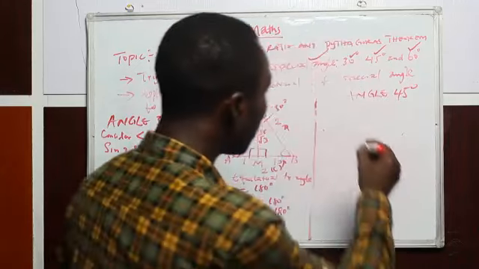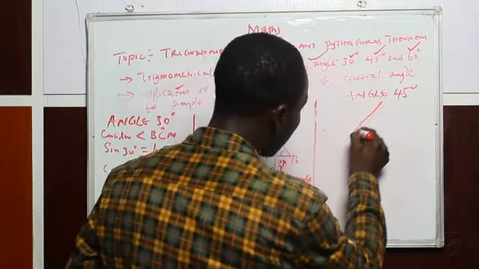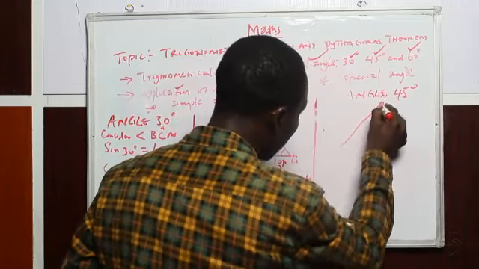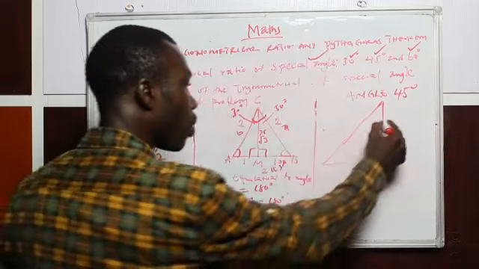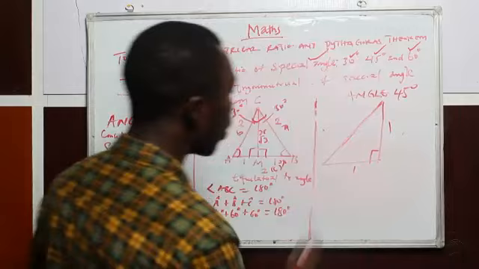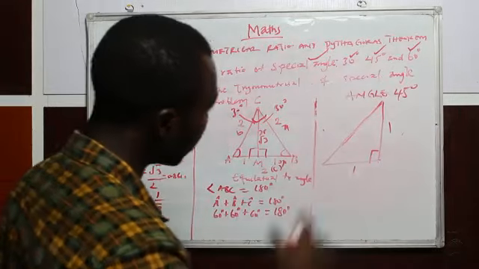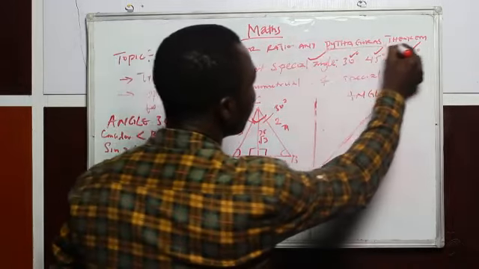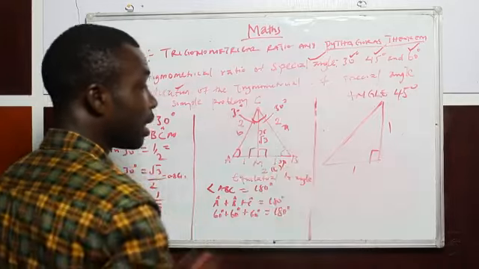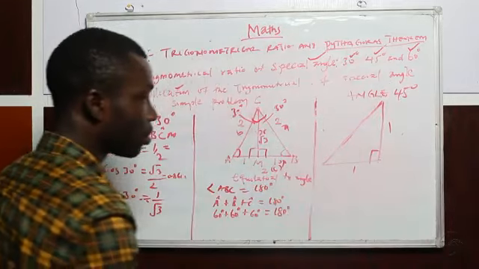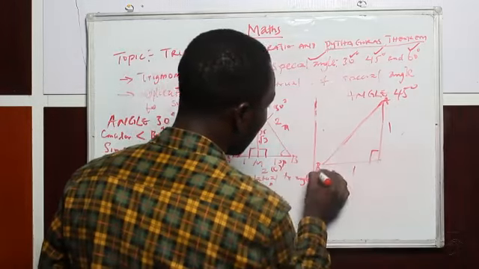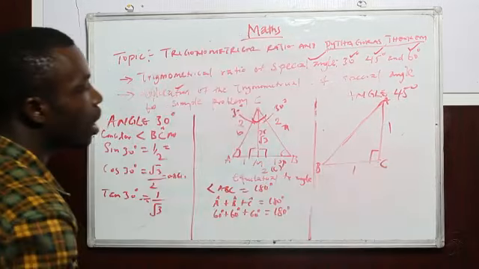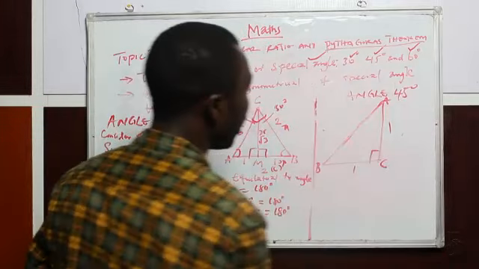I will show you. Let us draw this side. This is a right angle triangle. This is 90 degrees. Two sides are equal. How do we find this side? As I've told you earlier on, we use Pythagoras theorem to find this side. Let's name this place A, B, C. How do we find our AB?